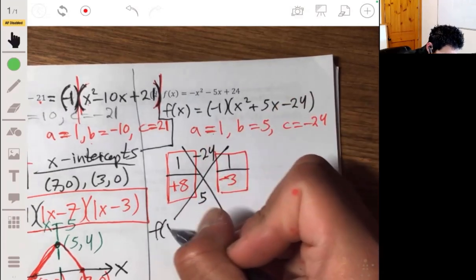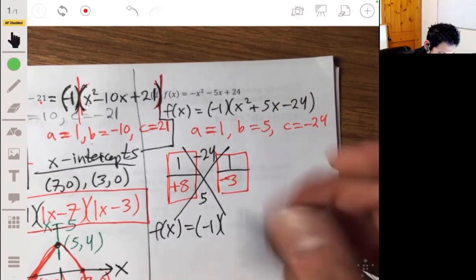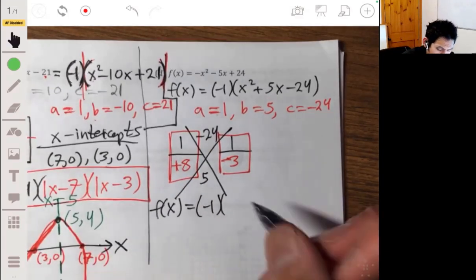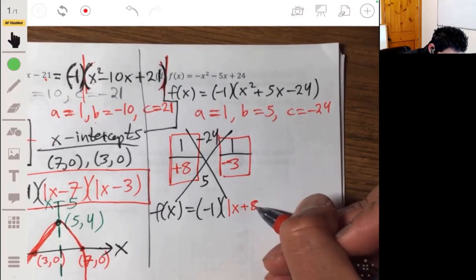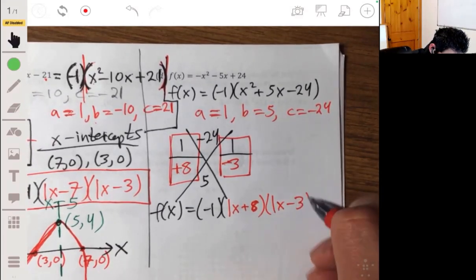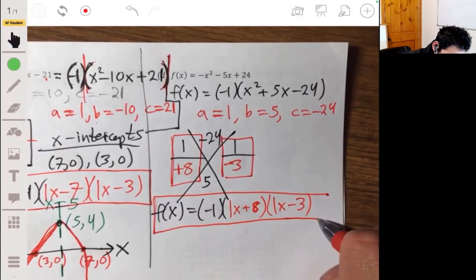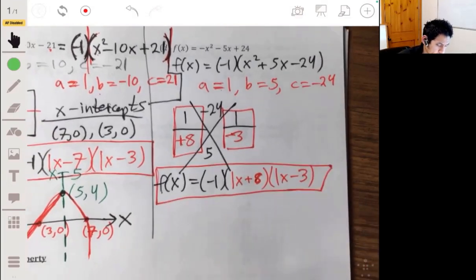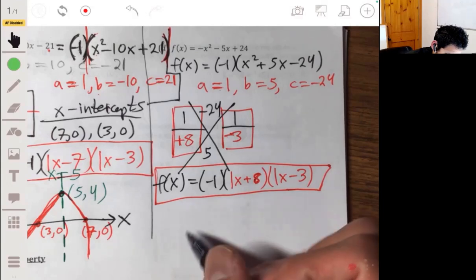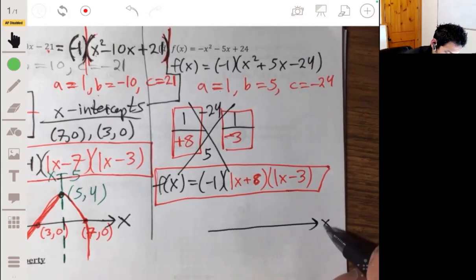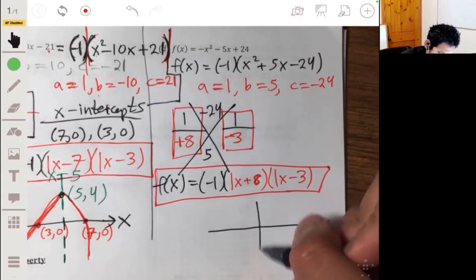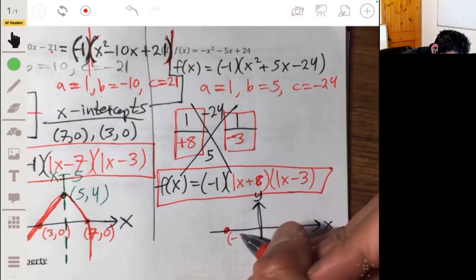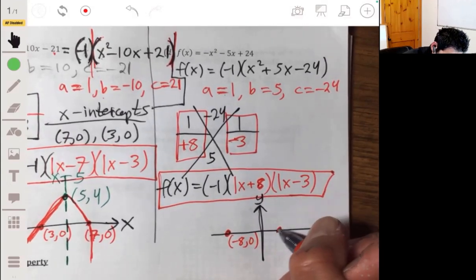We will then have f of x be equal to negative 1 times 1x plus 8 times 1x minus 3. And there's my factored form. X-intercepts will be at negative 8, 0, and 3, 0. There you go, x-axis, y-axis, negative 8, 0, and 3, 0.